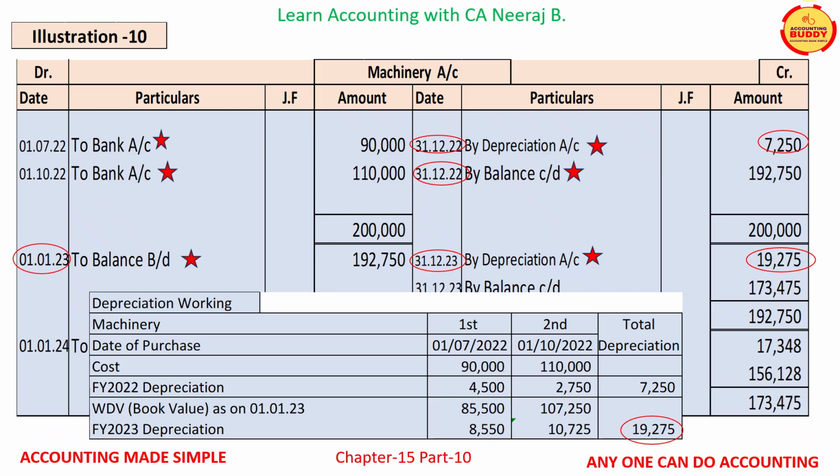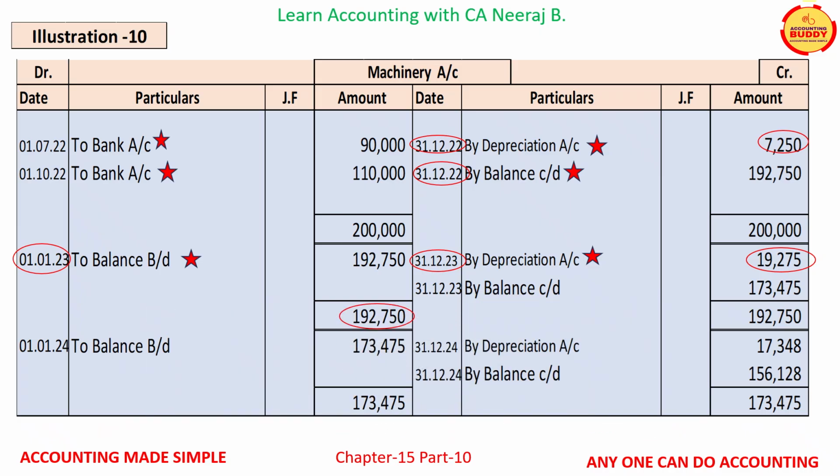Now if from the debit side total of $192,750 credit side transactions are deducted, we are left with a closing WDV balance as on 31st December 2023 recorded on the credit side of the account by writing the words by balance carried down for $173,475. Thus the machinery account for the financial year 2023 is said to be balanced.